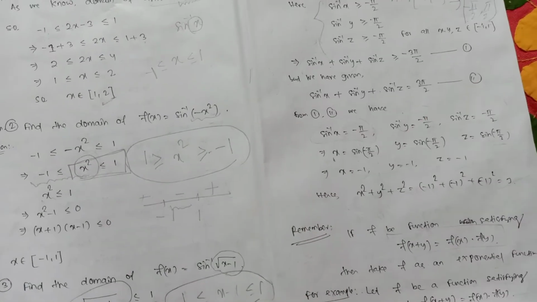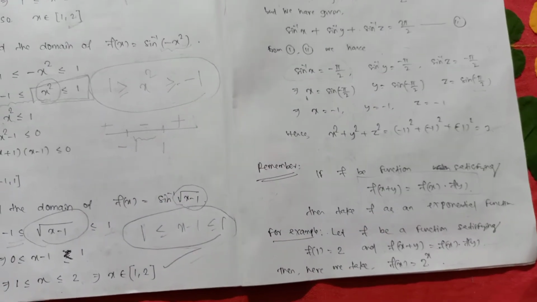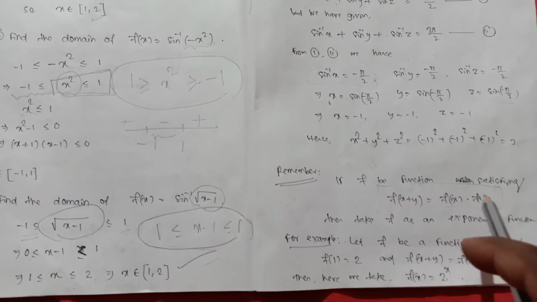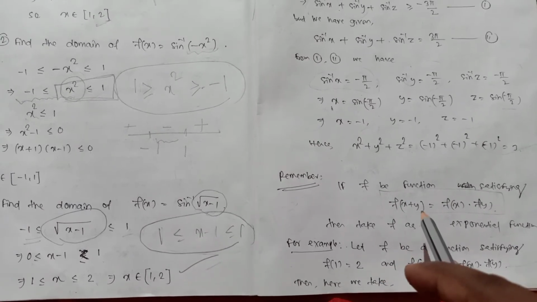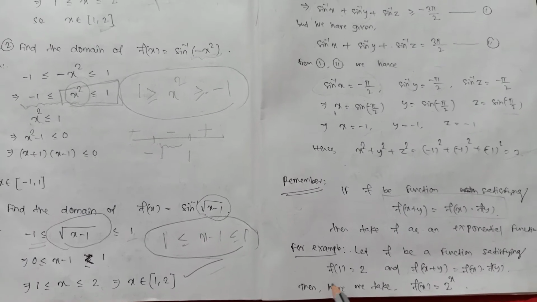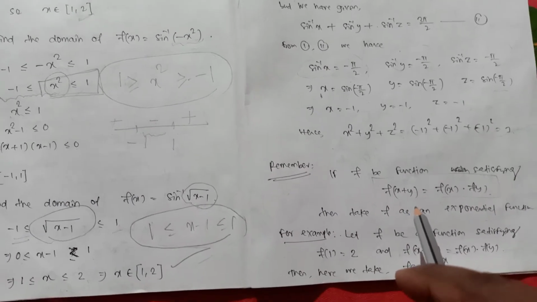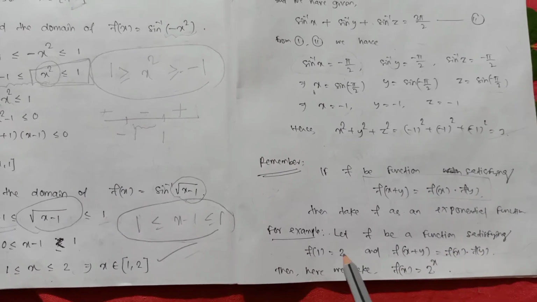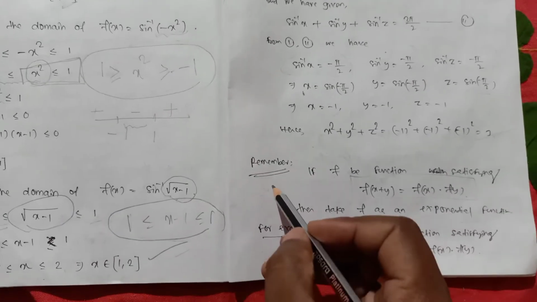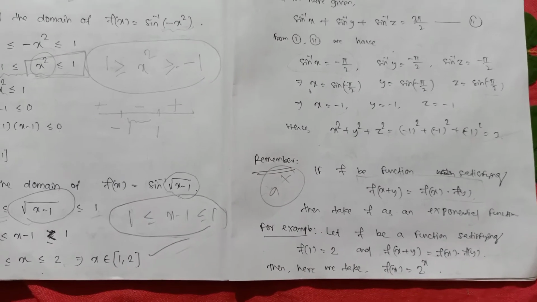Now, before we proceed to the next problems, just recall a certain concept of functions. Suppose a function satisfies the condition that f of x plus y is equal to f of x multiplied by f of y. We are given a function satisfying this condition. Then in such a case, we take that function to be an exponential function, like a to the power x. This function is of exponential type.